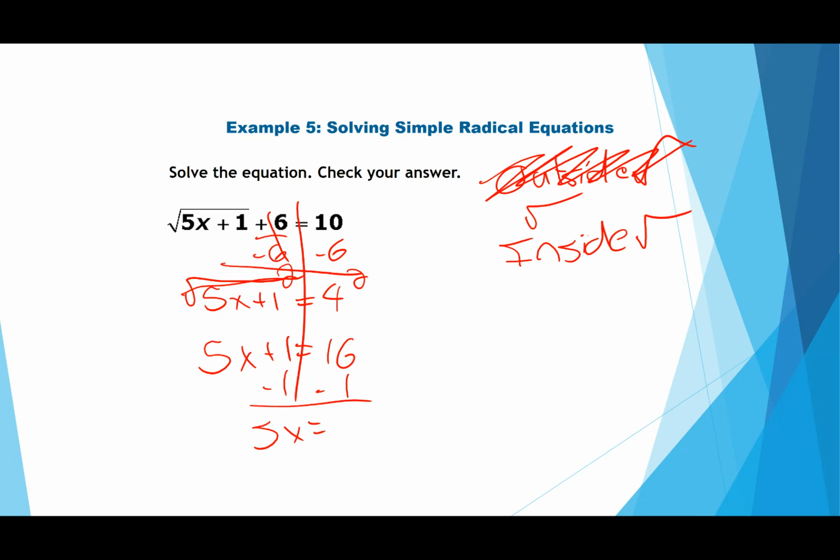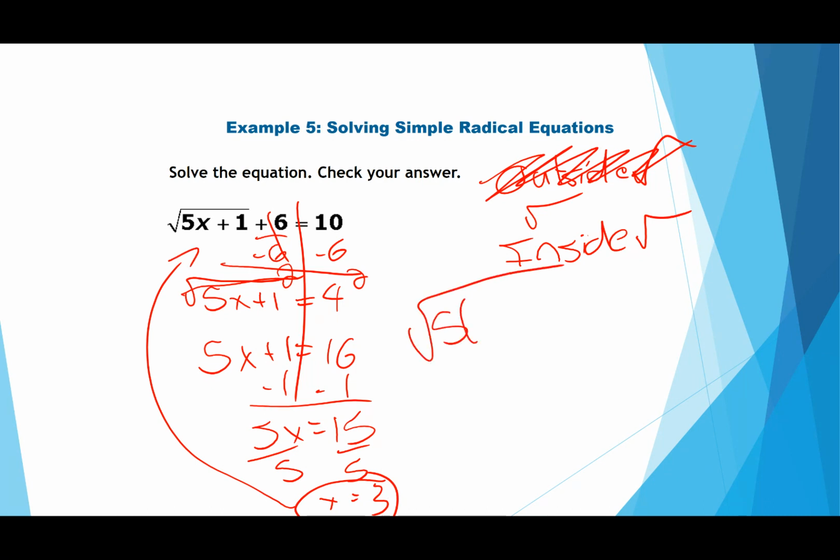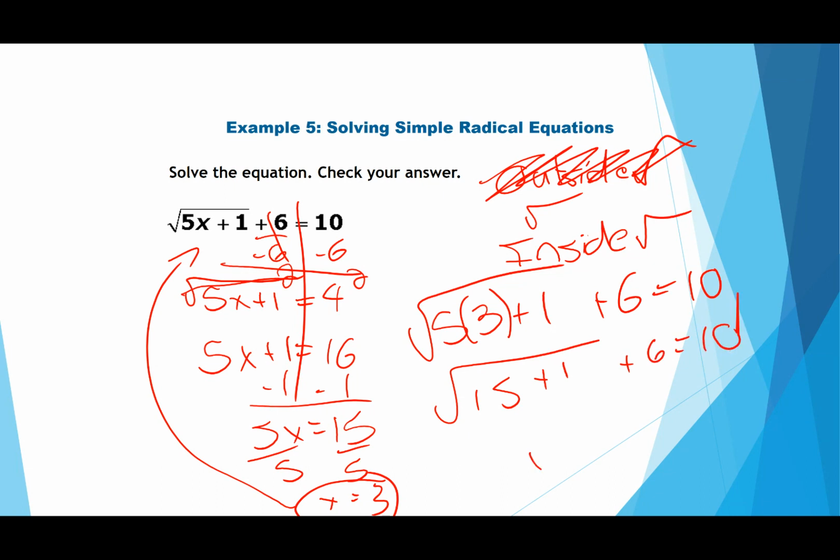5x equals 15. Divide by 5. We get x equal to 3. Now, maybe a bit of a handful here, but let's plug that 3 in, see if it fits, right? So square root of 5 times 3 plus 1, plus 6 equal to 10. So that's 15 plus 1. 15 plus 1 is 16. And square root of 16 is 4. 4 plus 6 equals 10. So it works. Right? It's kind of worth the effort sometimes just to check.